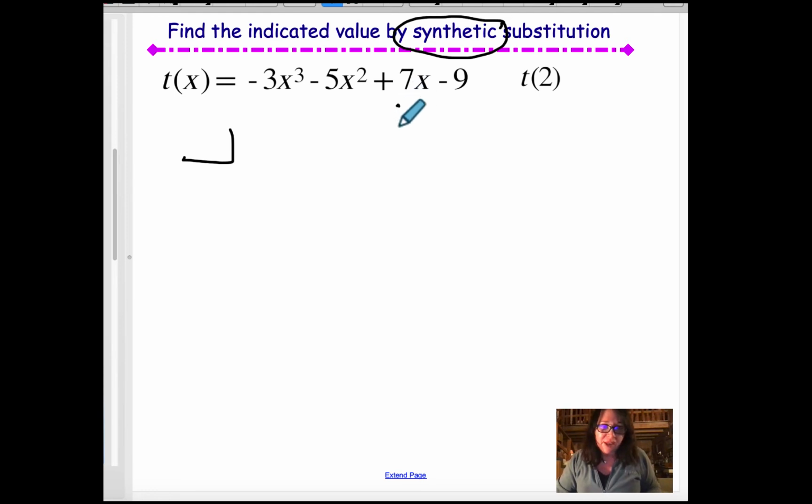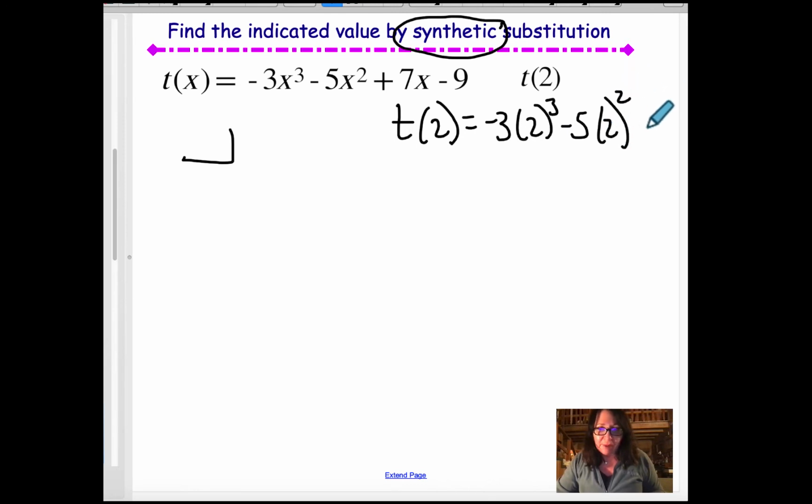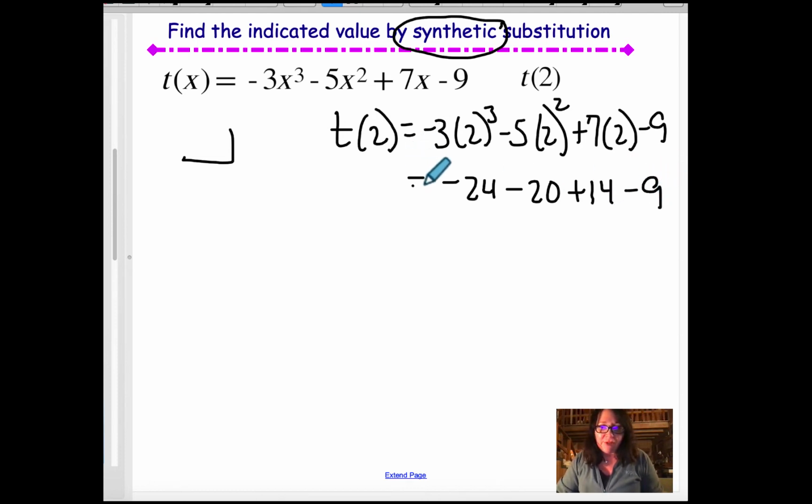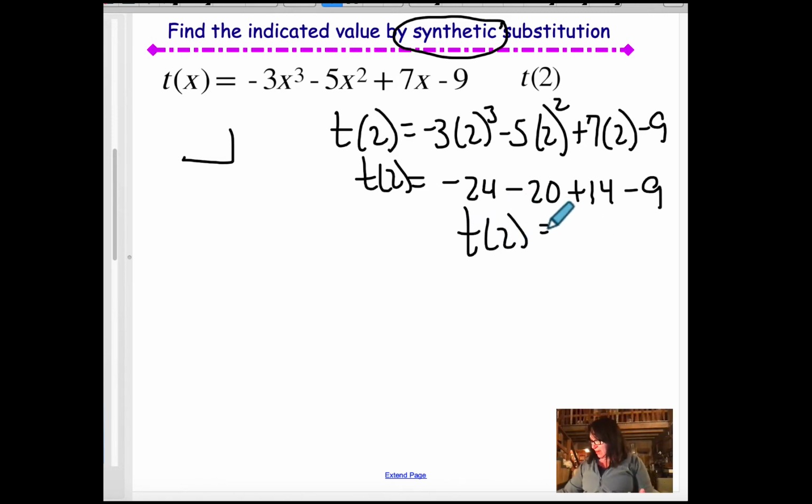The other option for synthetic substitution is to plug that value in here, where I'd say negative 3 times 2 to the third power, minus 5 times 2 to the second power, plus 7, I ran out of room, hold on, plus 7 times 2, and then subtract 9. So I would do all of that, and then, you know, what's that? 8 times negative 3, which is negative 24, 4 times negative 5 is negative 20, and then I would add 14, and then I would subtract 9. And so whatever that value is here for T of 2, that's what I would get when I plug my values in for synthetic substitution.